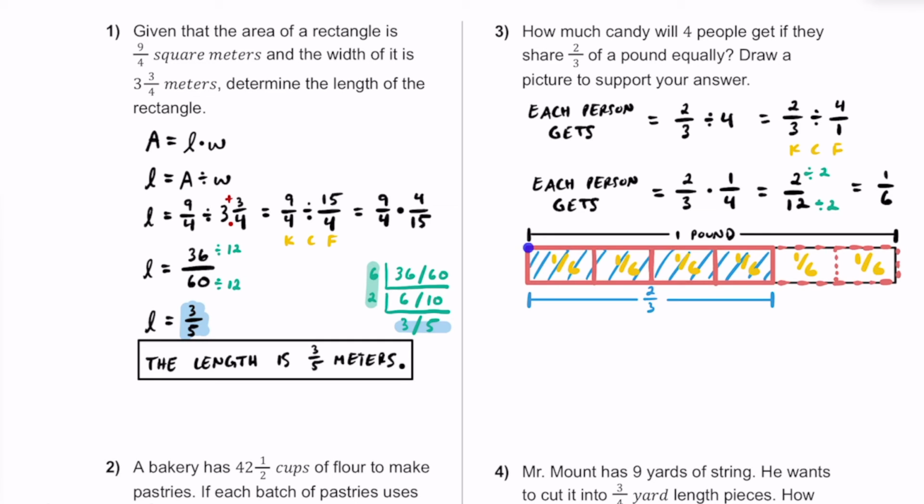And so hopefully you can see here that if you take that 2/3 pounds of candy, which is all of this right over here, and you split it amongst 4 people, which is going to be each one of these sections over here, each person is going to get just 1/6 of a pound of candy, or 1 out of 6 pieces of the entire pound. So this one little piece right over here represents what each one of those 4 people are going to get.